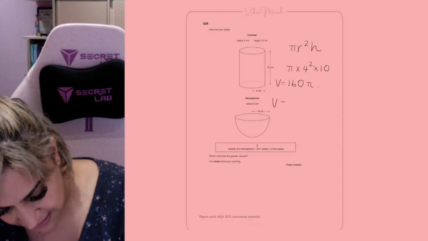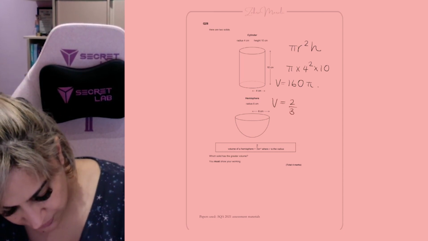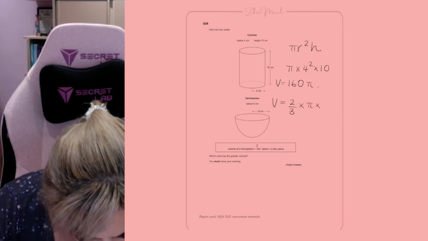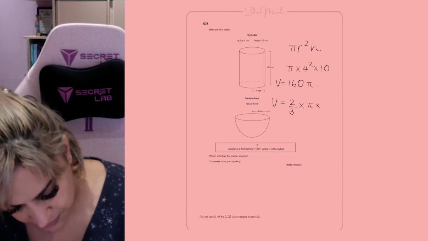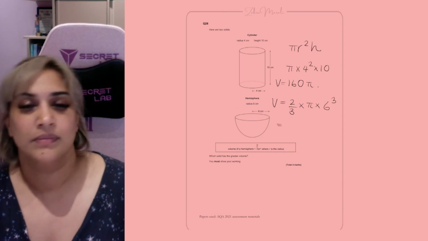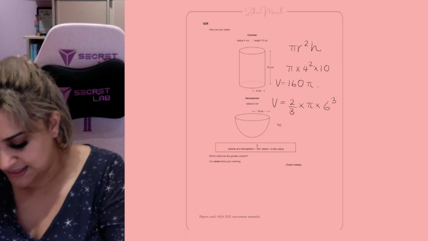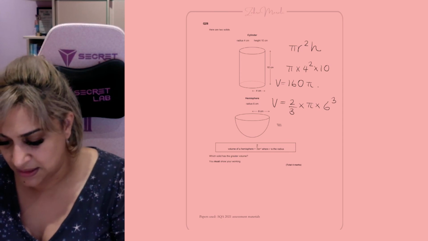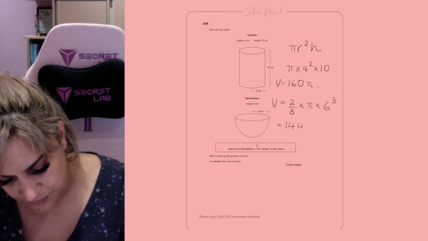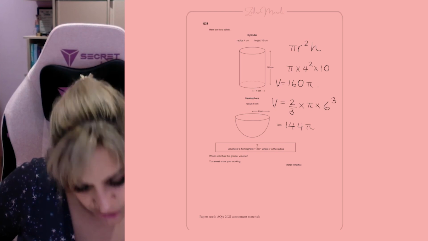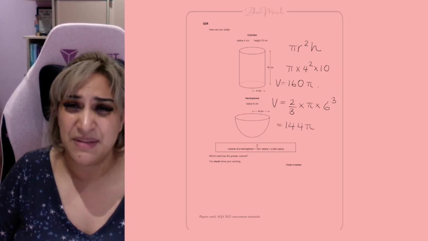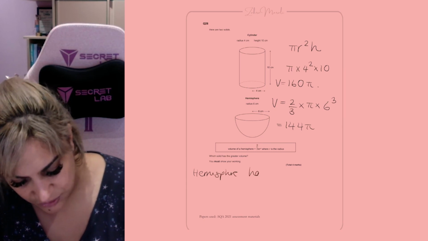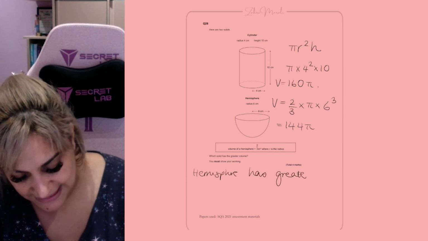The hemisphere, it gives us a formula. 2/3 times pi times r cubed. So 6 cubed. Okay, so 6 times 6 times 6, which would be 216, times 2/3 is 144 pi. And it said which one has the greater volume, so you'd write the hemisphere has the greater volume. And as long as you've written all that working, it's easier to see.